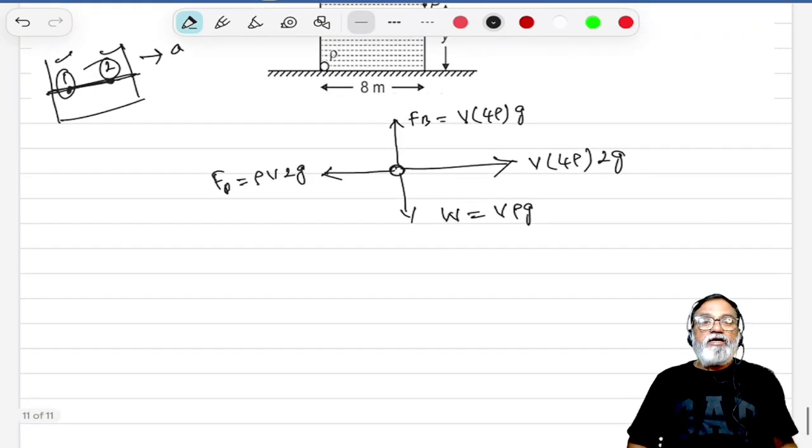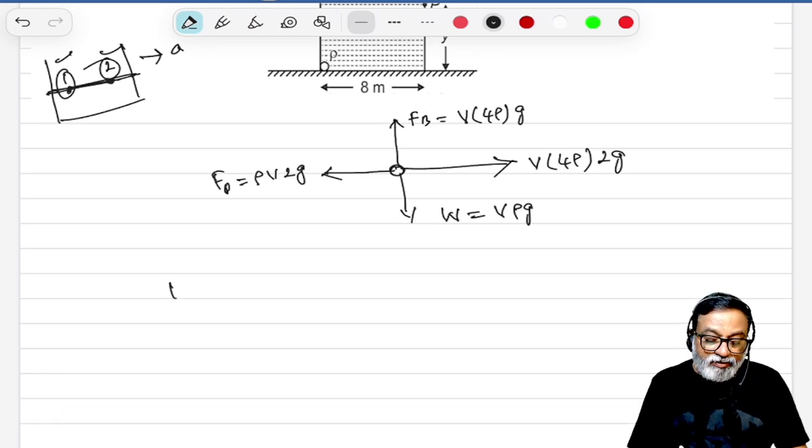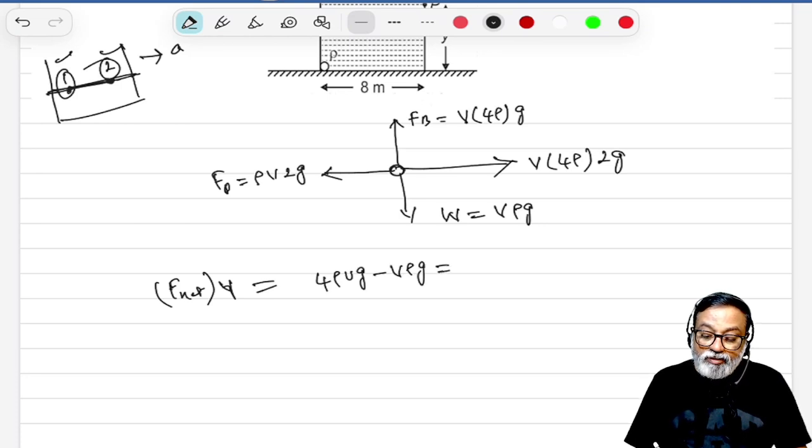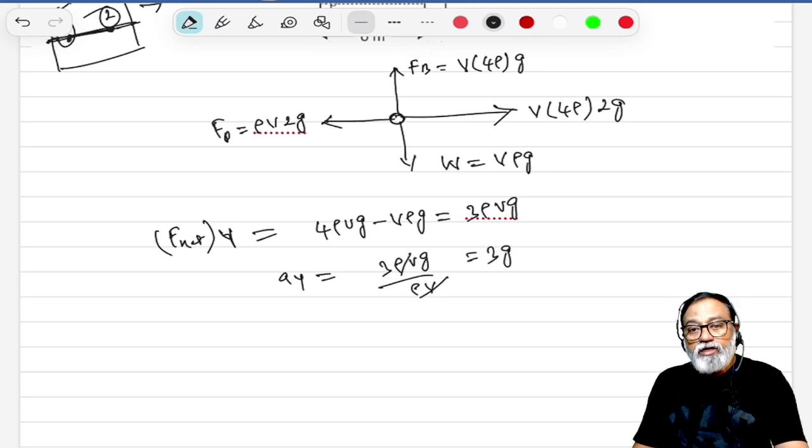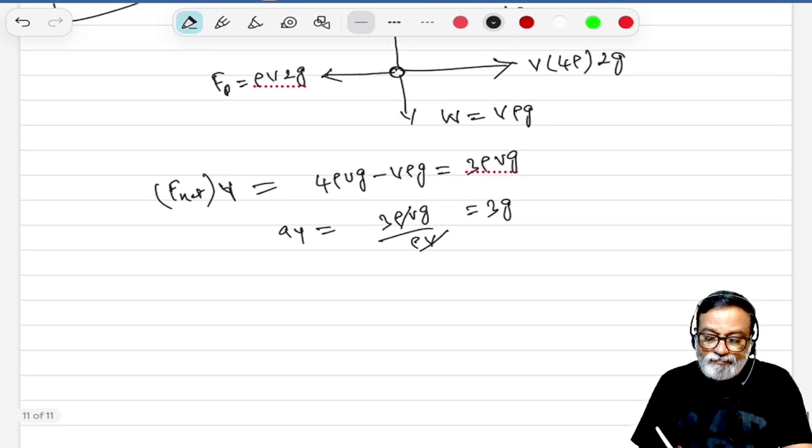Now the net upward force on this ball in y direction, F net in y direction is equal to 4 rho Vg minus V rho g. This becomes 3 rho Vg. Since this is the net force, the net acceleration in y direction is 3 rho Vg divided by mass, density into volume, which becomes 3g. Therefore, the ball's acceleration in the vertical direction is 3g.